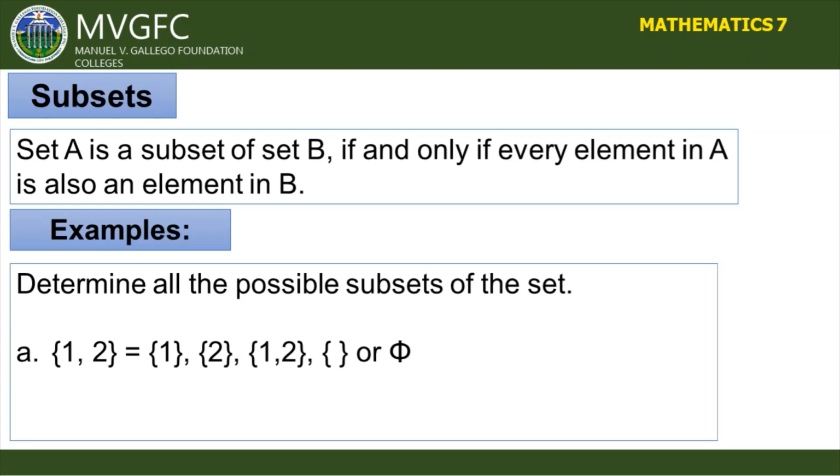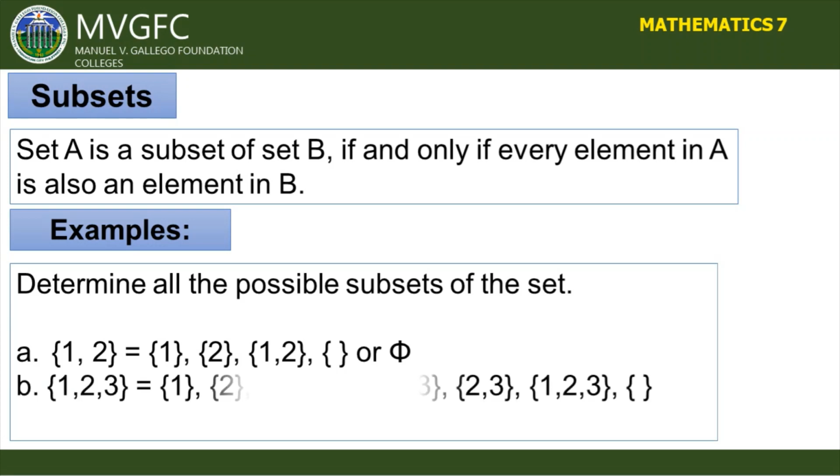Okay, it belongs. Next, for letter B, we have {1, 2, 3}. So what are the subsets, or what are the elements in that set? We have 1, we have 2, we have 3. It can also have 1 and 2, 1 and 3, 2 and 3, and then 1, 2, 3. So from 2 elements down to 3 elements, then lastly is the empty set.